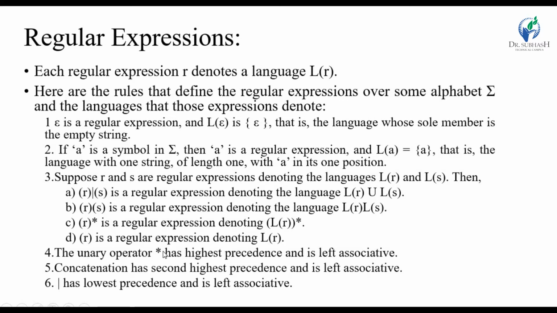The unary operator star has highest precedence and is left associative. Concatenation has second highest precedence and is left associative. OR has lowest precedence and is left associative.